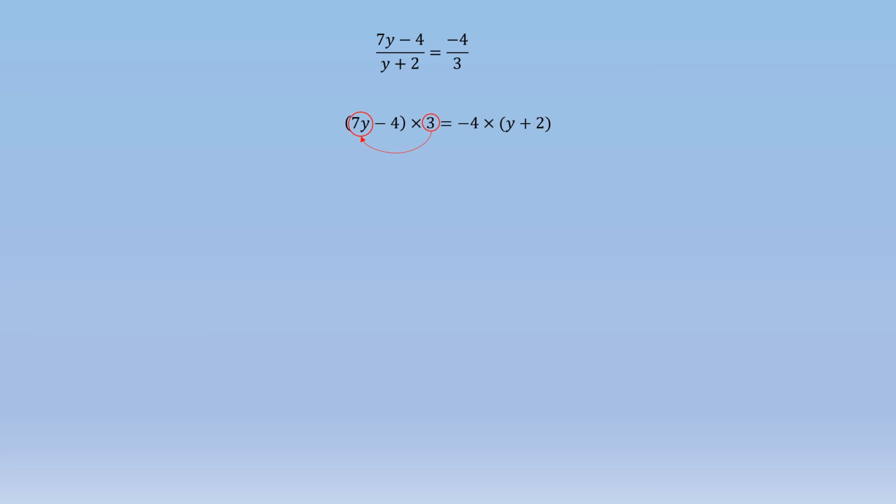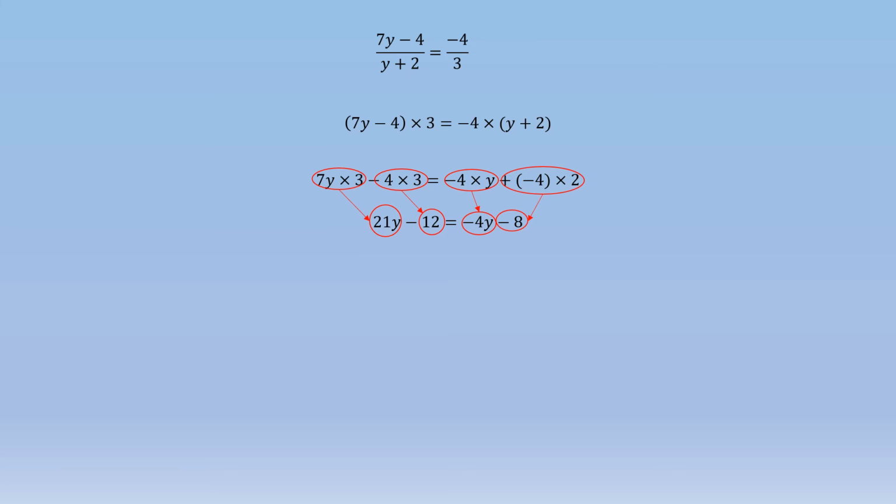So 7y gets 3 and minus 4 also gets 3. Now minus 4 is given to y and minus 4 is given to 2. We are distributing them. After this, we get 7y into 3 minus 4 into 3 is equal to minus 4 into y plus minus 4 into 2. Keep in mind, I have kept minus 4 within the bracket because there is another sign, plus sign also.